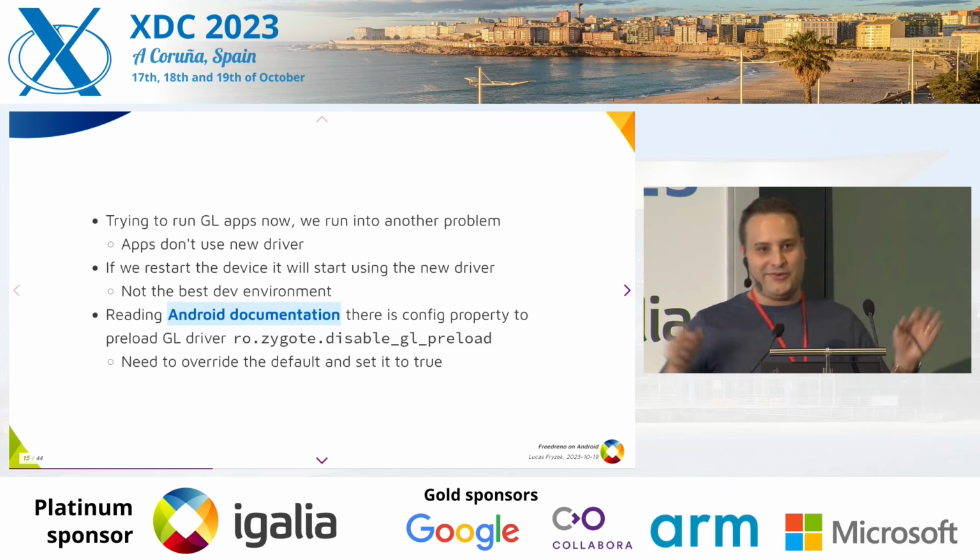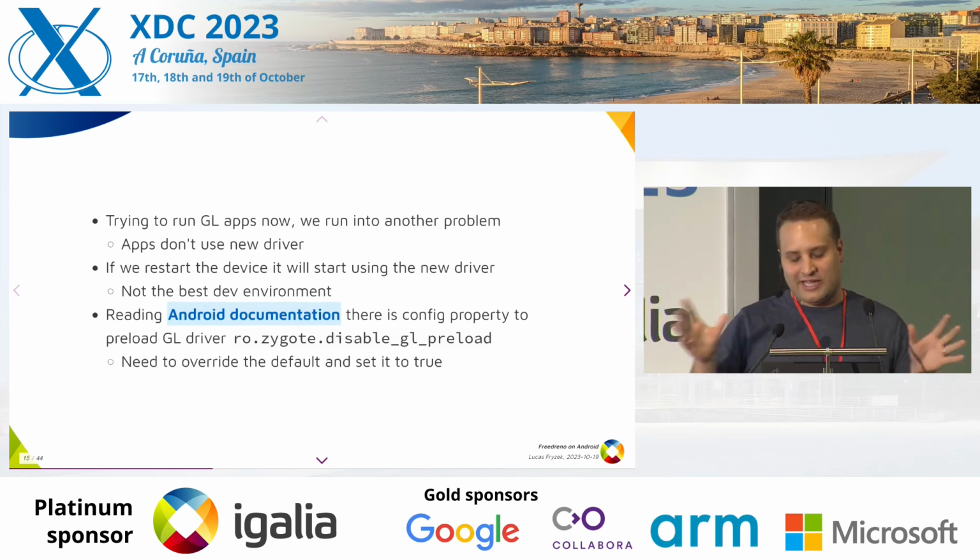Now, if you go and replace those libraries and try to run something, you'll quickly find that it's still using the old driver. You run the GL info app on Android, you'll see that Qualcomm's driver is still loaded, and you start scratching your head, going like, okay, what's going on here?